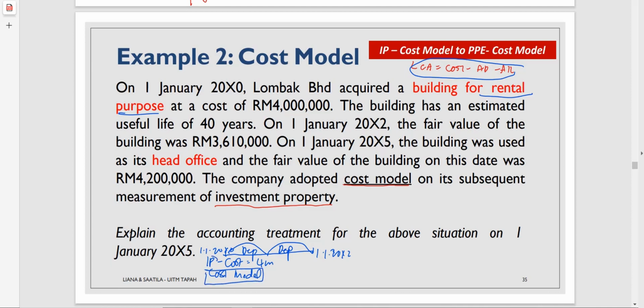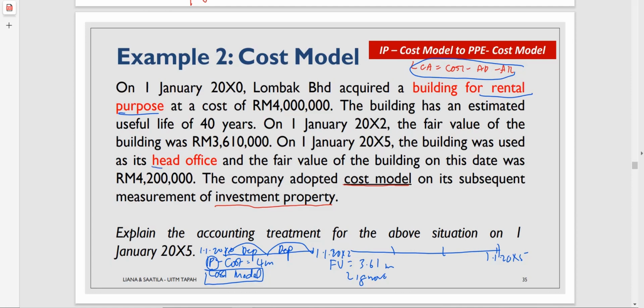for IP, right? And then you are informed there was a fair value information there. The fair value is 3.6. Under the fair value model, you will take note, but this is under cost model. So just ignore the information. Don't do anything.